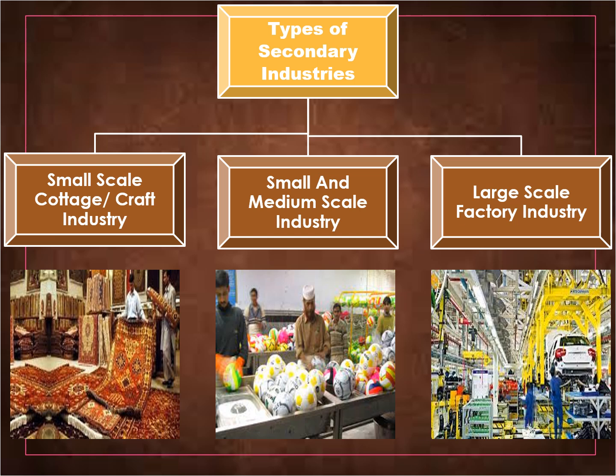How we process them, we are going to see in this chapter. So the types of secondary industries: there are three types. Small scale industries, which are also called cottage or craft industries. Then we have small and medium scale industries. Then we have large scale industries, which are the factory industries.